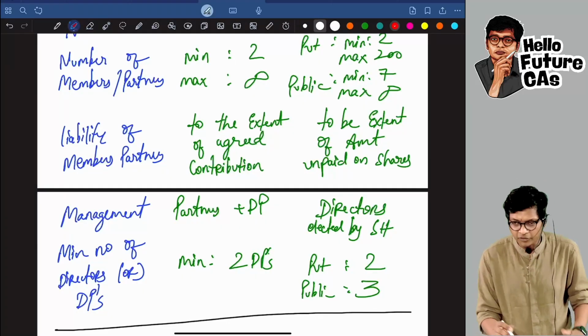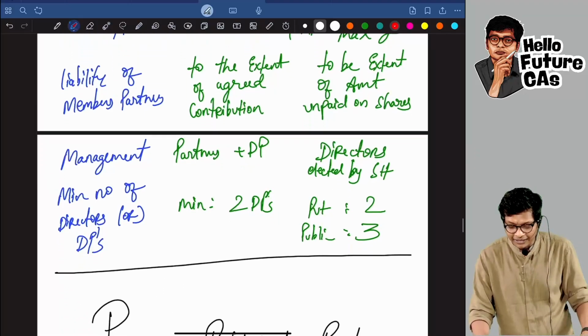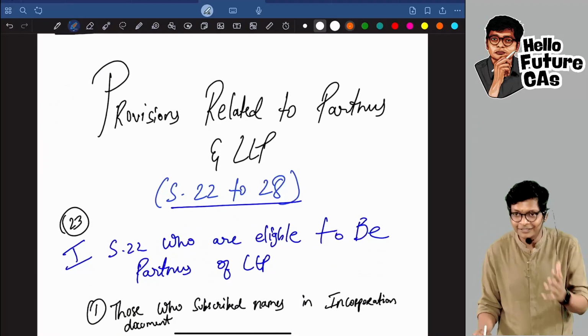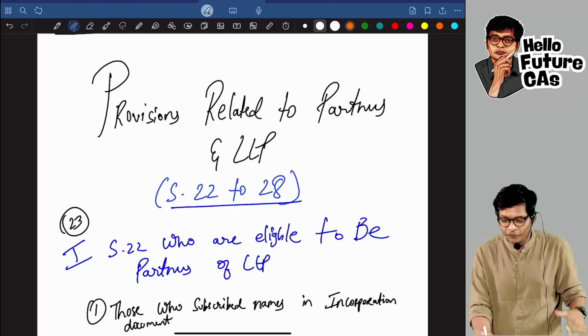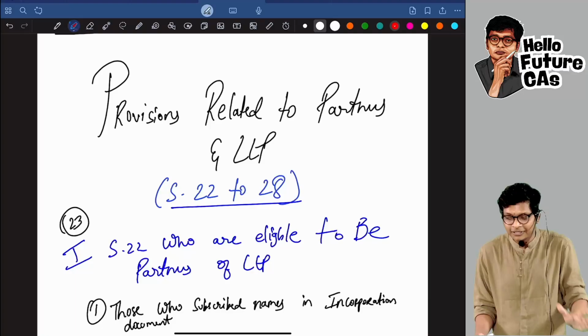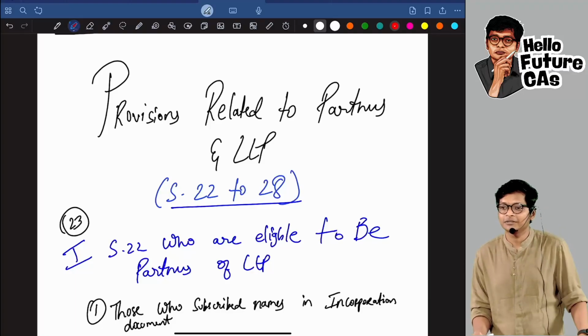So I finished off 20 core concepts. Miscellaneous is done and difference is done. Now only the real game of LLP is starting. Enna sir solringa? I have been fooling you from the start by saying 20 concepts, 20 concepts. We don't have 20 concepts guys. We have 30 concepts. Okay.